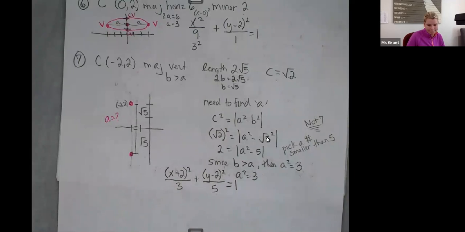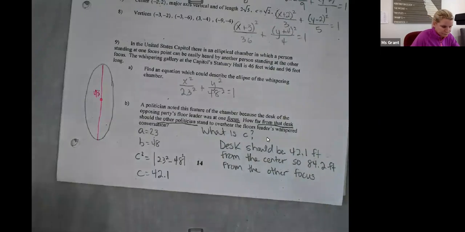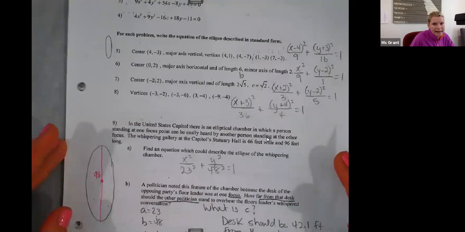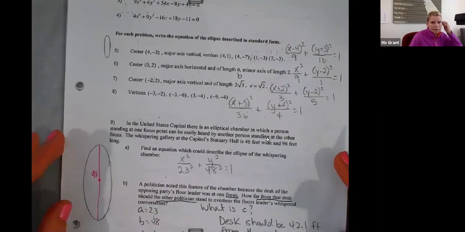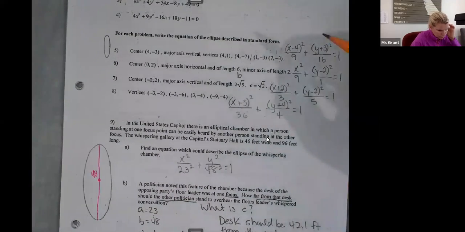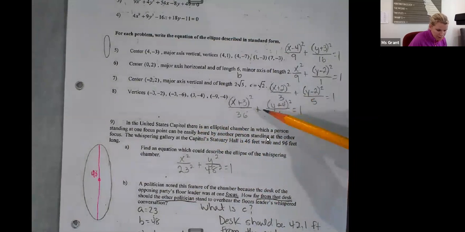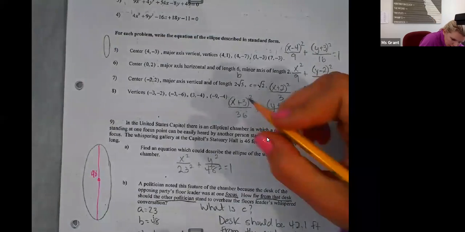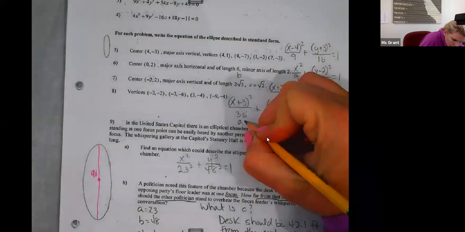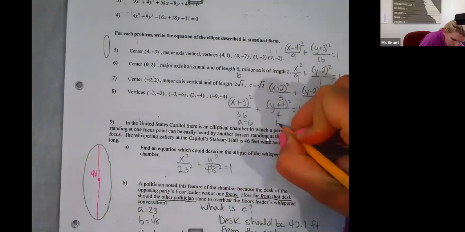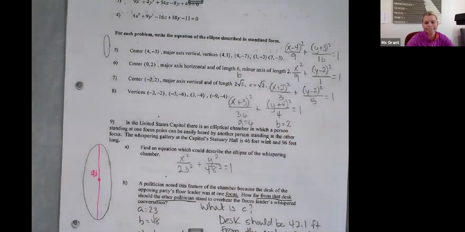Let's talk about 8. On number 8, I had to draw all those vertices. And then it was obvious where the center was, and that A equals 6, B equals 2, get it? That's number 8.